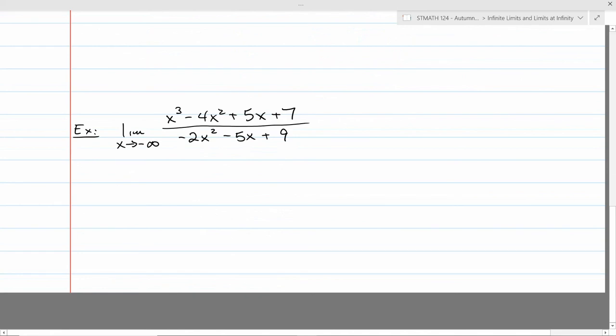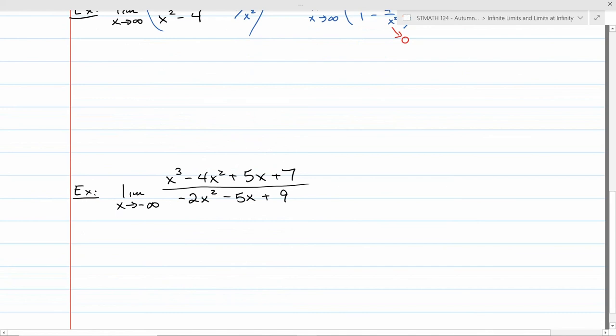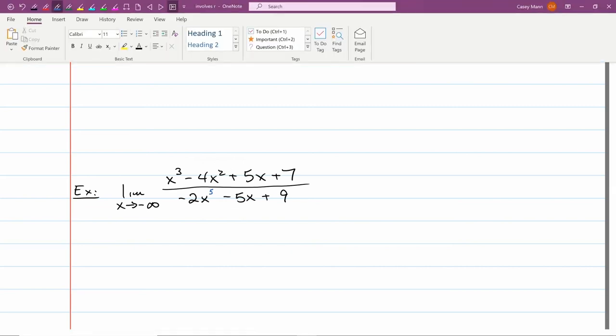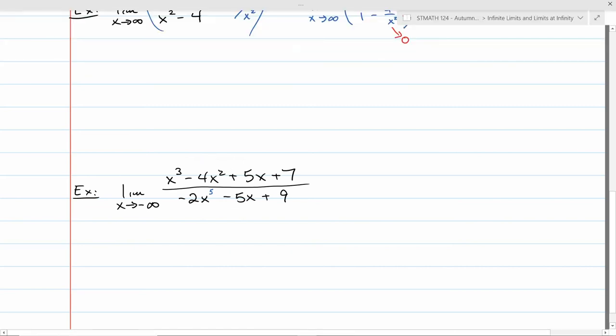Well, it's not always the case that the highest degree term in the denominator is a second power. Let me mix it up here. Let me go to the fifth power there. Just make it a little different. Well, if it's a fifth degree denominator, then I'll multiply times 1 over x to the fifth, top and bottom. And after I distribute, I'll be looking at limit as x goes to negative infinity.